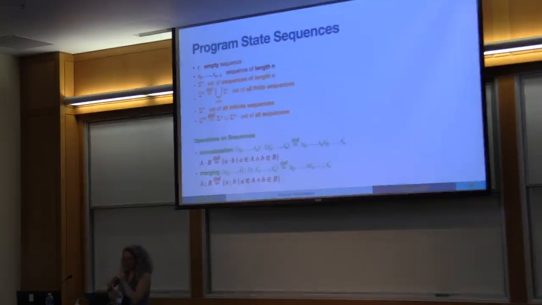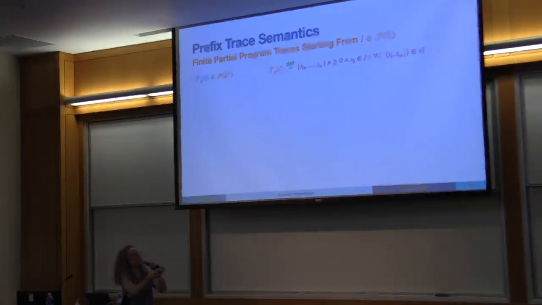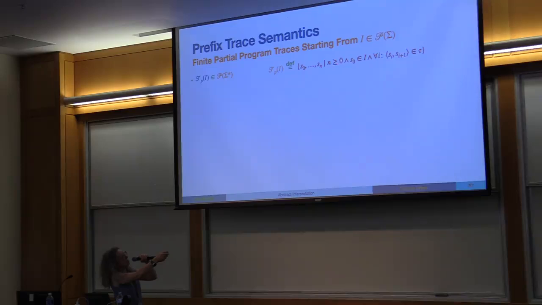Good. So once I do that, then I can define my prefix trace semantics. So this is going to be essentially all the traces. When I say traces, it means that they follow the transition relation. So they're sequences of states, but they're all connected by the transitions of the program. They're not just gluing states together. We're actually following what the program does. They have a length greater or equal to 0, so they can be the empty sequence.